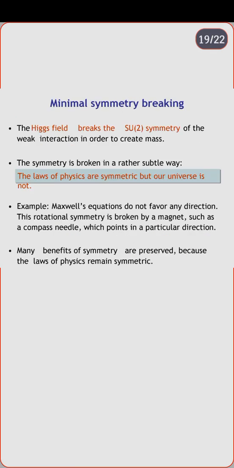Minimal symmetry breaking. The Higgs field breaks the SU(2) symmetry of the weak interaction in order to create mass. The symmetry is broken in a rather subtle way. The laws of physics are symmetric, but our universe is not. For example, Maxwell's equations do not favor any direction. This rotational symmetry is broken by a magnet, such as a compass needle, which points in a particular direction. Many benefits of symmetry are preserved because the laws of physics remain symmetric.